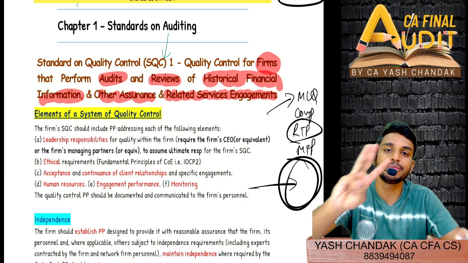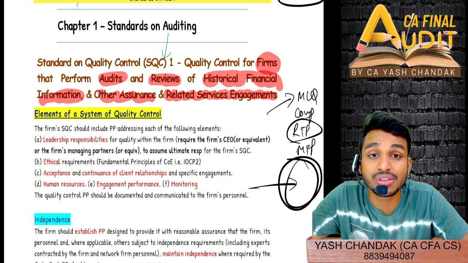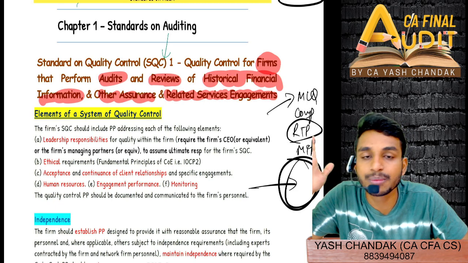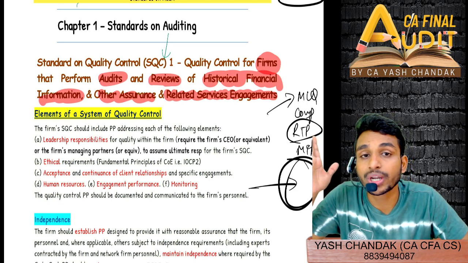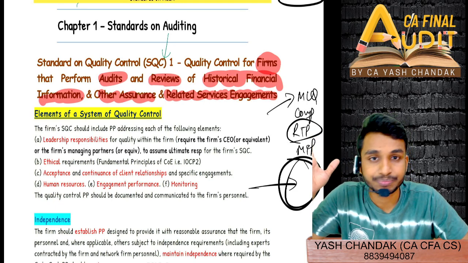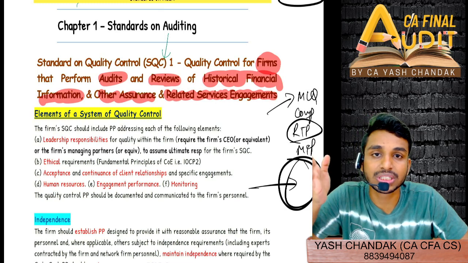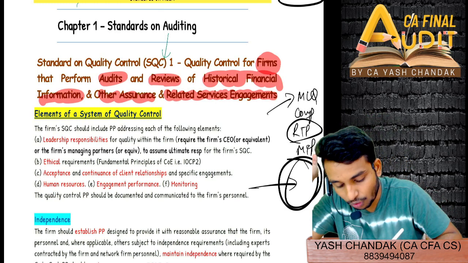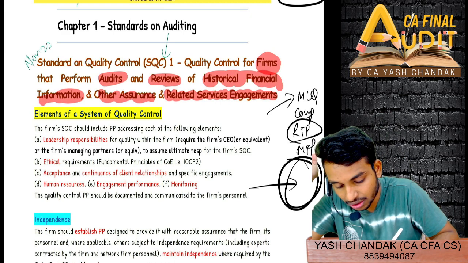Out of every 5 attempts, you will find it in 3 attempts. So the majority, 60% of the time, you will find a question from SQC 1. So a very, very important chapter, a very, very important standard. And as of the last attempt, the question hasn't come from SQC 1, so it is very, very important for you all for your November 2023.